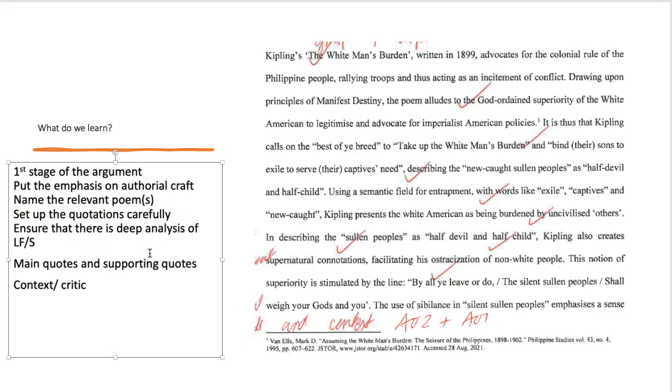And we can see she's choosing very nice little quotes like sullen people, half devil, half child. These are quotations that she's going to be able to unpick. Look here, she starts to talk about the sibilants in silent, sullen people, etc. So as we've said before, successful essays depend on choosing correct quotes, productive quotes, I call them. Quotes that you can really pick apart, particularly ones that can have multiple meanings. Moving on.